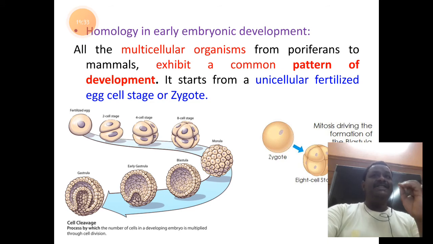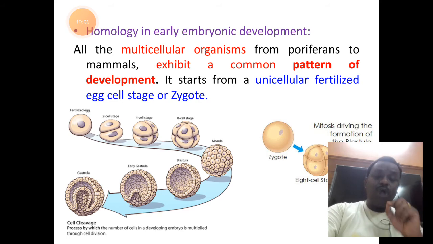such as the starting stage is the zygote, and the zygote is a unicellular fertilized egg cell stage. So down in the picture, when we look at the fertilized egg, it is a diploid stage from which the rest of the developmental stages will start. So this fertilized egg or the zygote stage remains a common stage in almost all the multicellular organisms, indicating that all multicellular organisms have originated from a common ancestor, indicating the process of organic evolution.